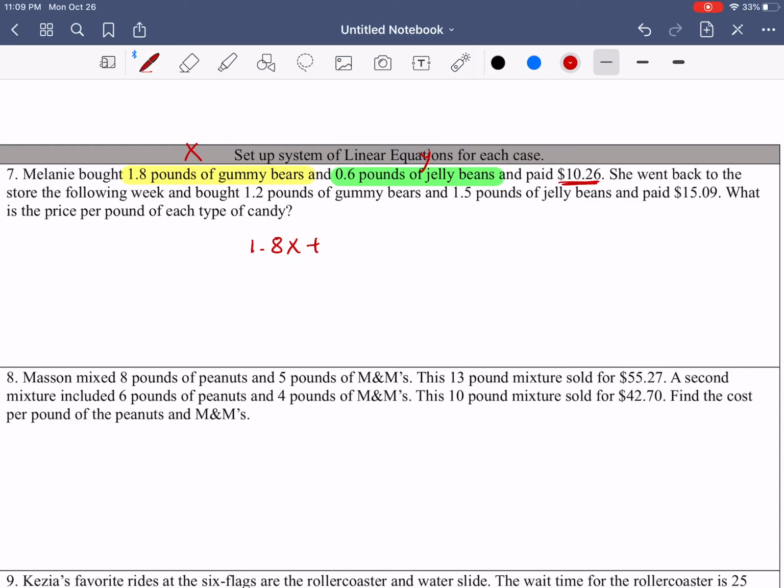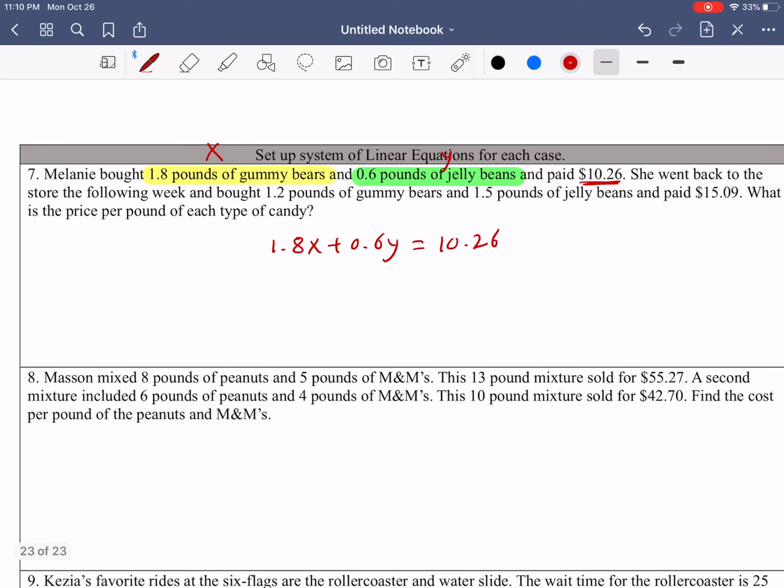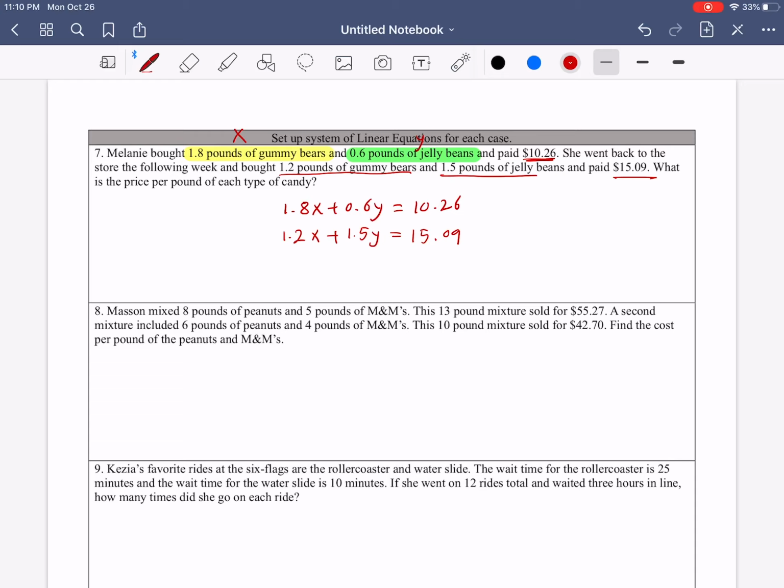So 1.8x plus 0.6y is equal to 10.26. Now she went back to the store the following week and bought another 1.2 pound of gummy bears. So 1.2x plus 1.5 jelly beans equals what? And she paid $15.09. So what is the price per pound of each type of candy?